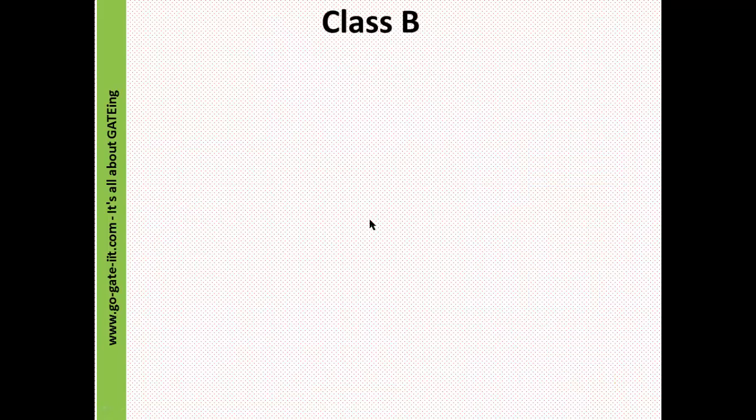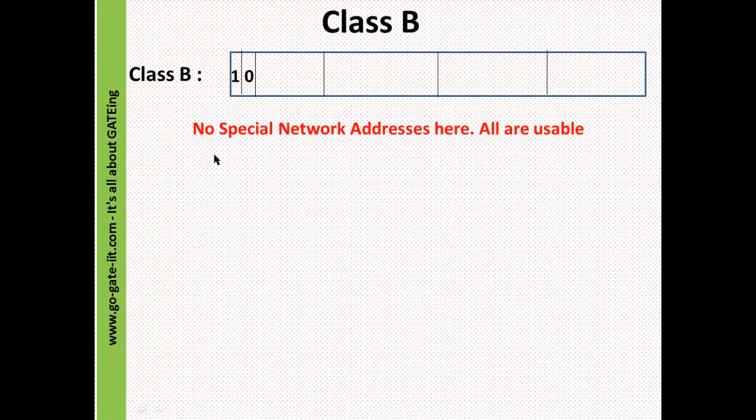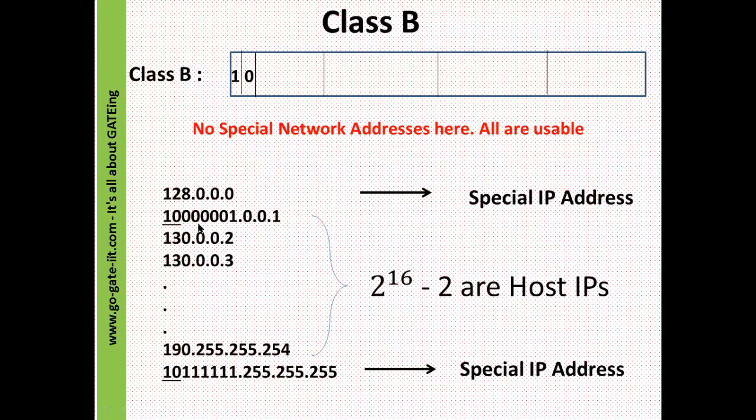Next classification is class B. Similarly, class B, as we discussed earlier, has the first 2 bits reserved or fixed, and in class B we don't have any special network address. All are usable addresses. But here the situation is that 128.0.0.0 and the last one, 191.255.255.255, are the special IP addresses. So in total we have 2 raised to 16, as 16 bits are meant for host IDs. So 2 raised to 16 minus 2 are the host IPs.